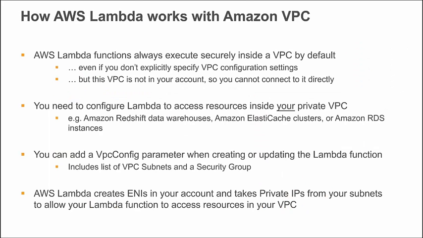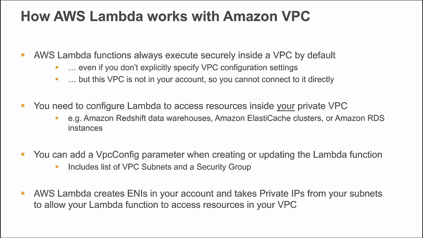So with that introduction to how VPC works, let's talk about how Lambda allows you to access resources in a VPC. The first thing I want to clarify is that Lambda functions always execute securely inside a VPC by default, even if you do not explicitly specify the VPC configuration settings. And this has always been the case. Even before we shipped this feature, ever since we introduced the service in 2014, Lambda functions have always executed securely inside a VPC. However, this VPC is managed by the Lambda system and is not created in your account.